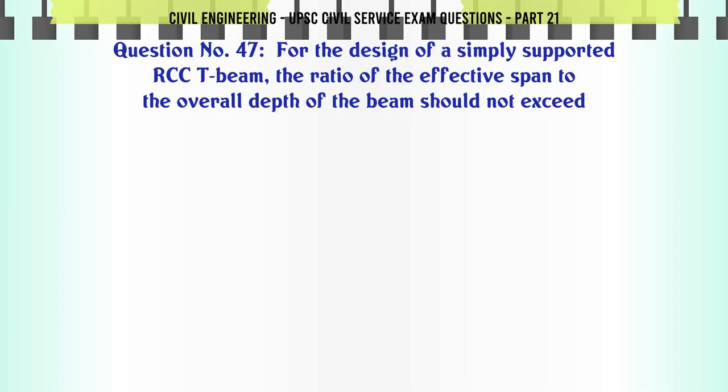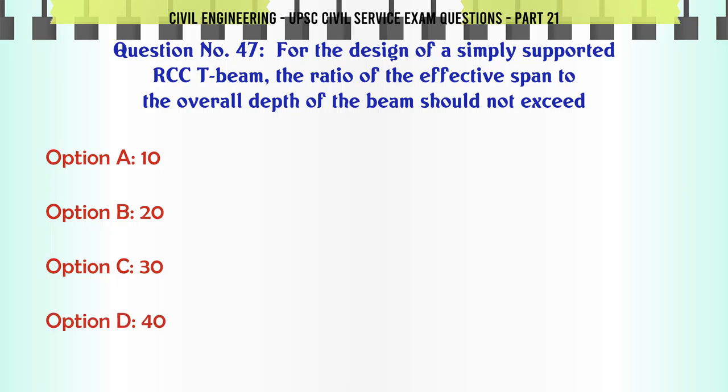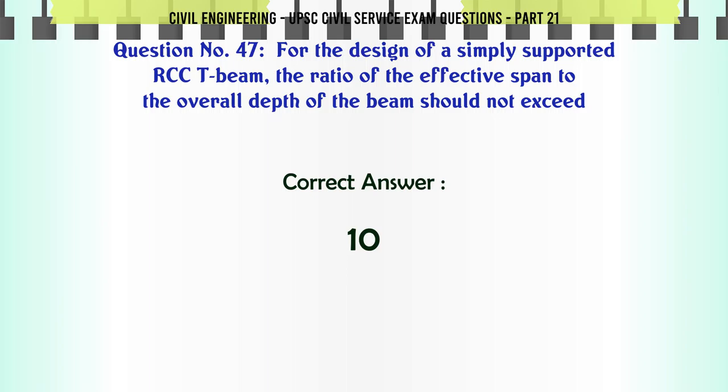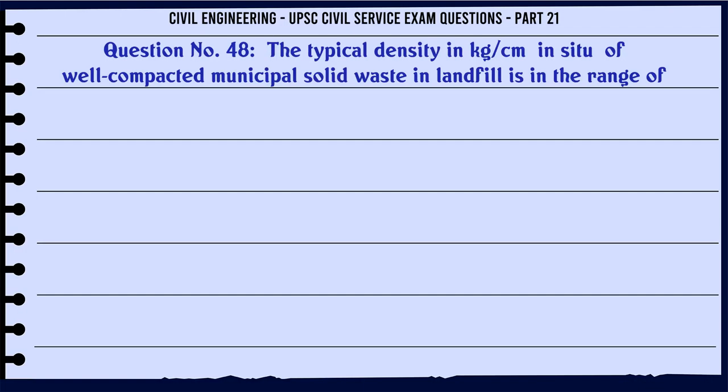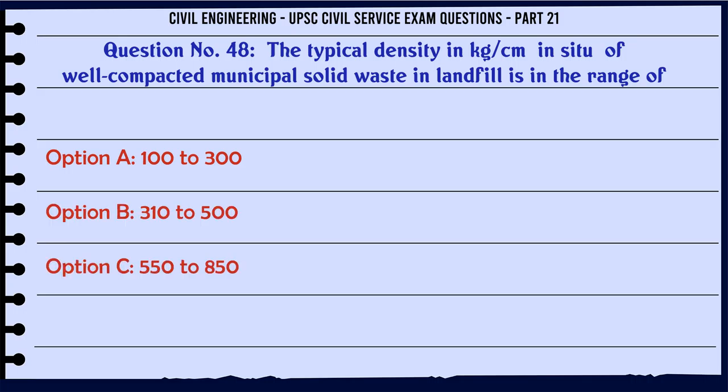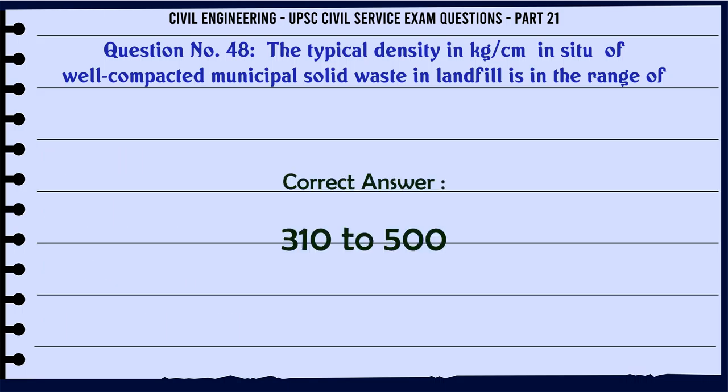For the design of a simply supported RCC T-beam, the ratio of the effective span to the overall depth of the beam should not exceed A. 10, B. 20, C. 30, D. 40. The correct answer is 10. The typical density in kg/m³ in situ of well-compacted municipal solid waste in landfill is in the range of A. 100 to 300, B. 310 to 500, C. 550 to 850, D. 900 to 1100. The correct answer is 310 to 500.